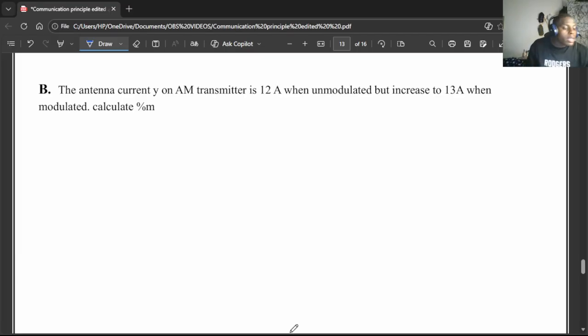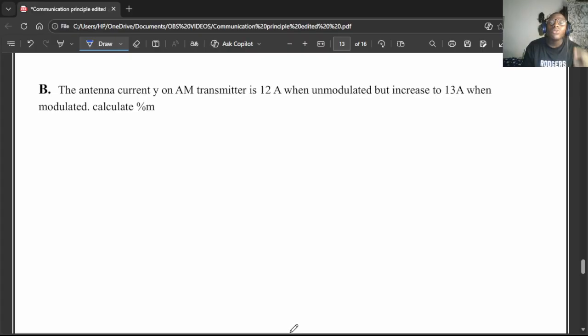The antenna current of an AM transmitter is 12 amp when unmodulated, but increases to 13 amp when modulated. Calculate the percent modulation.